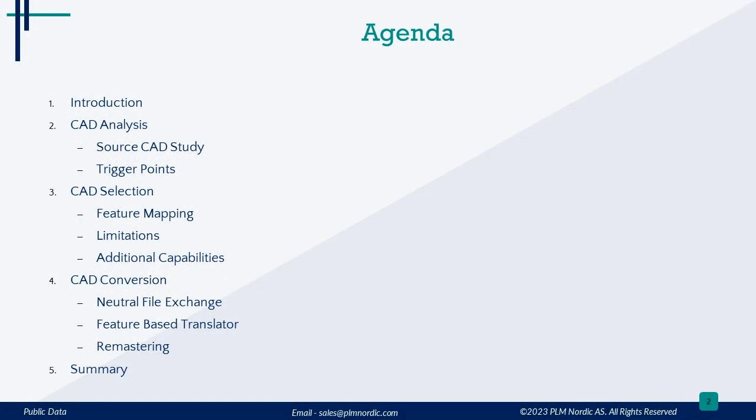Our agenda for today. It starts with introduction to CAD tool change. Then the CAD analysis, which is divided into source CAD study and trigger points. And then the CAD selection, which is divided into feature mapping, limitations, additional capabilities. And the CAD conversion, it consists of neutral file exchange, feature-based translator, and remastering. Lastly, summary to conclude.